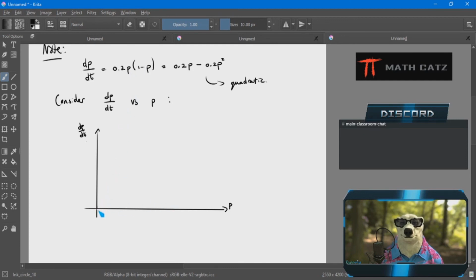So let me try and get a nice smooth-looking parabola over here. I have a little wobble there. This side is very tricky to draw without seeing my hand. There we go. That's good enough.